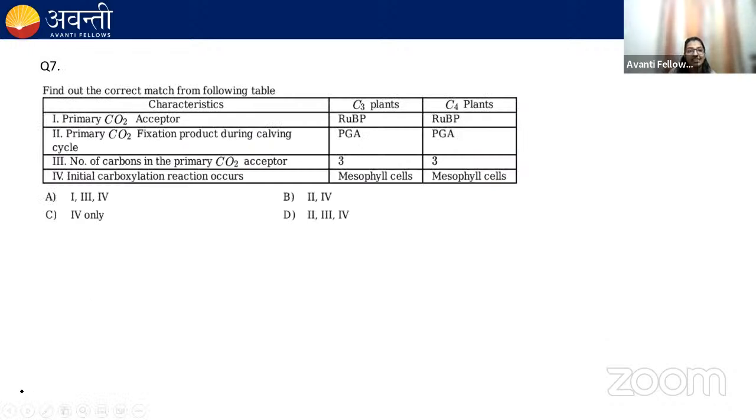Moving next, find out the correct match from the following table. What do you think? Which statements or the matching are correct?